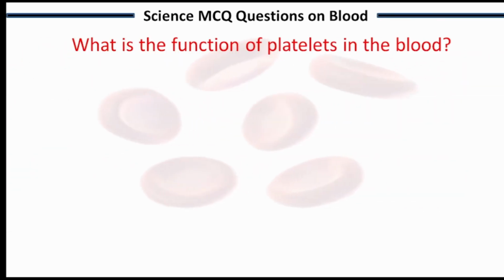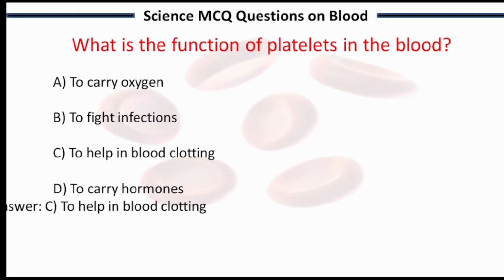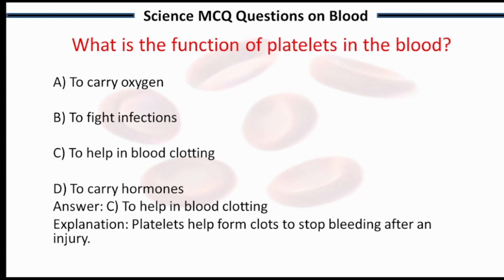What is the function of platelets in the blood? A, to carry oxygen. B, to fight infection. C, to help in blood clotting. D, to carry hormones. The function of platelets is to help in blood clotting. Platelets help to form clots to stop bleeding after an injury.